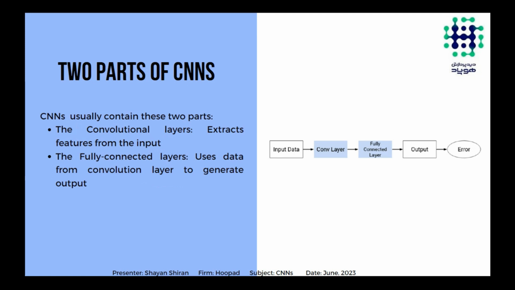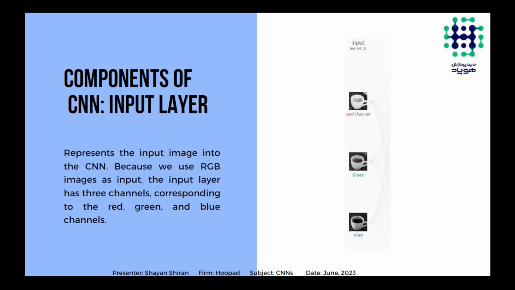There are parts that CNNs usually have. Almost each CNN has these parts: the input data, the convolutional layers, the fully connected layers, and the output. The convolutional layers are the layers that extract features from the input, and the fully connected layers use the data generated by the convolutional layers to generate the output. Let's talk about these components one by one.